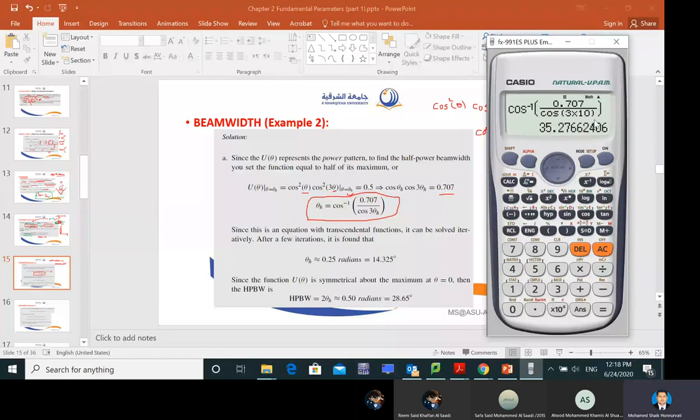So if I apply a value of 10 degrees, I am getting around 35.27. Now the iteration method is nothing but whatever value you put here, you substitute here. You put 10 here, right? But the answer is how much? 35 degrees.